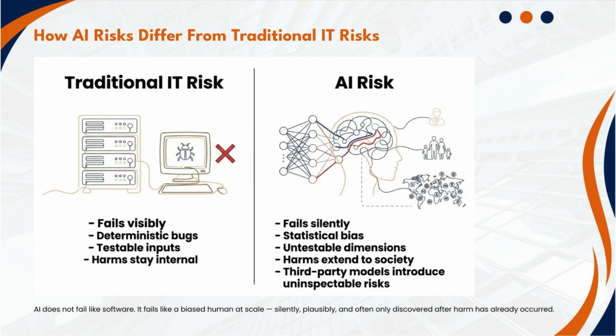So let's put them side by side, because this comparison is the one I'd want you to be able to draw on a whiteboard. Traditional IT risk. Failure is binary. The server is up or down. The transaction posted or it didn't. You detect it fast, usually within seconds, and the alert is unambiguous.